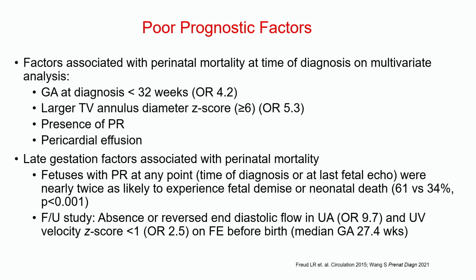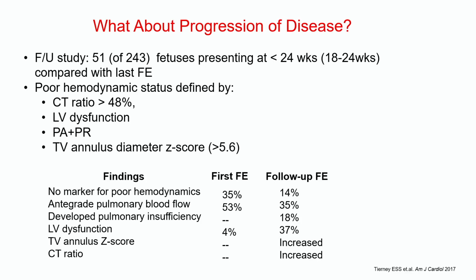And a follow-up study done on this population showed that absent or reversed end-diastolic flow in the umbilical artery, which we all know is a very poor sign, and an umbilical vein velocity z-score of less than 1, so that means that there wasn't a nice S and a D wave, on fetal echo before birth at a median of 27.4 weeks. So the last echo before these babies were born was also a risk factor.